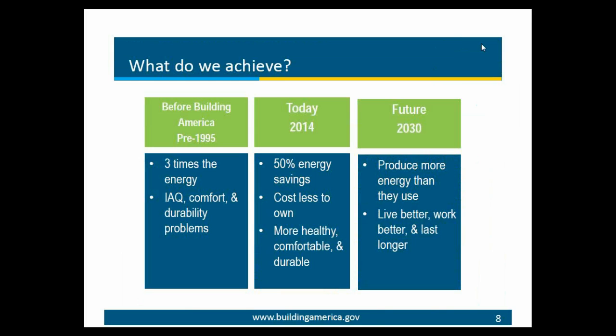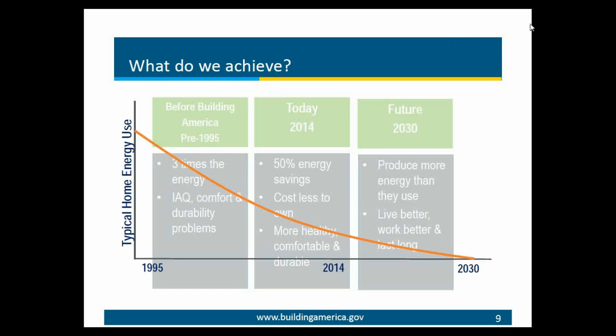In the nearly 20 years of Building America research, we have spearheaded combining ultra-high efficiency with high performance in both new and existing homes, and we are consistently achieving this challenging task. For example, in 1995, a typical home used 3 times more energy per square foot compared to today, and indoor air quality, comfort, and durability problems were common. Today, a home built to DOE Zero Energy Ready Home specifications uses less than half the energy and is more comfortable, healthy, and durable. By 2030, Building America will demonstrate that new and existing homes can produce more energy than they use.